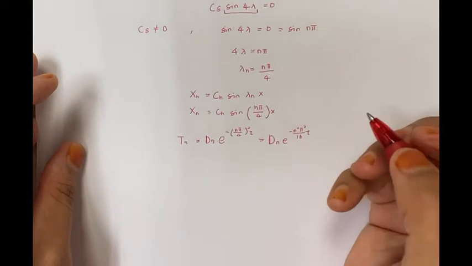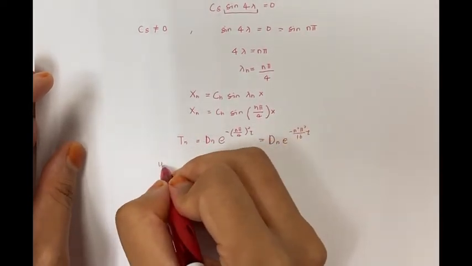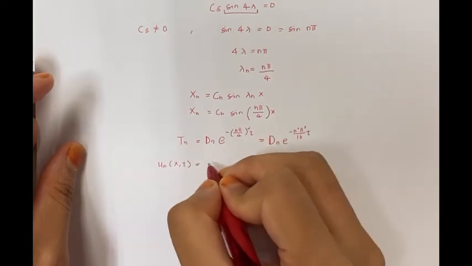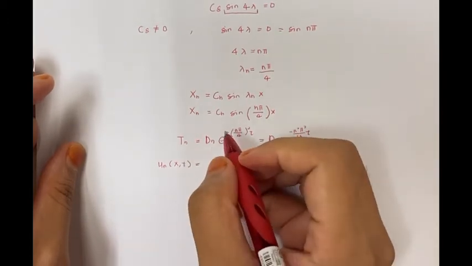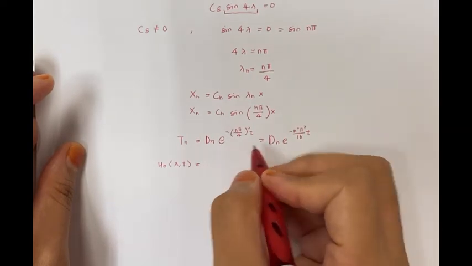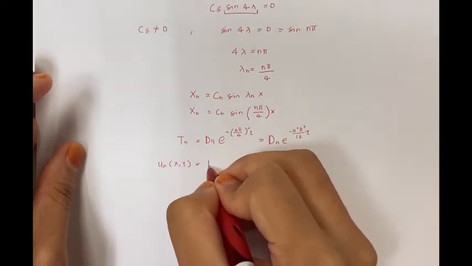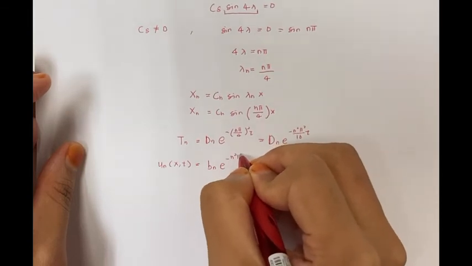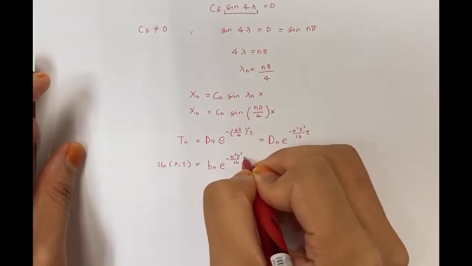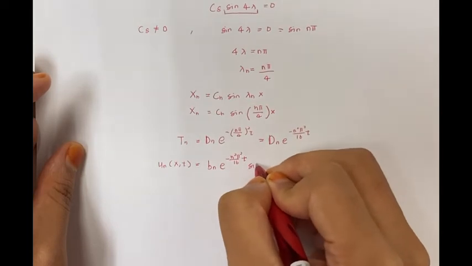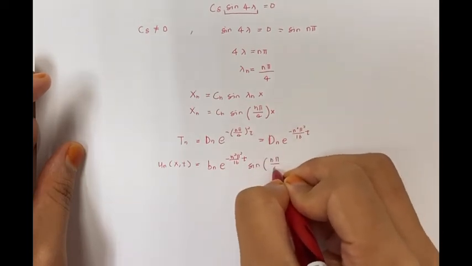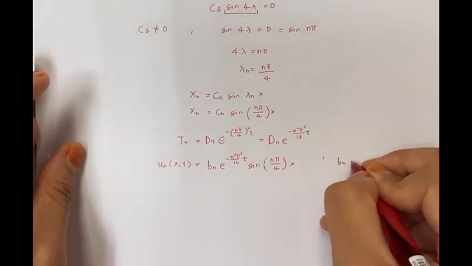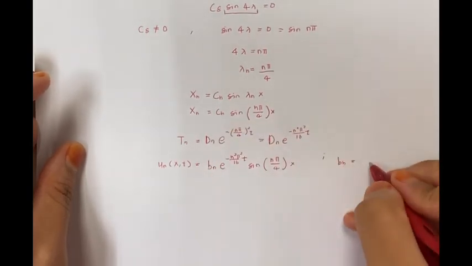You have your Xn, you have your Tn, so you may have your un(x,t). Cn multiplied by Dn, you have Bn exponent negative n square pi square over 16 t sin n pi over 4 x. What is Bn? Bn is equal to Cn dot Dn.